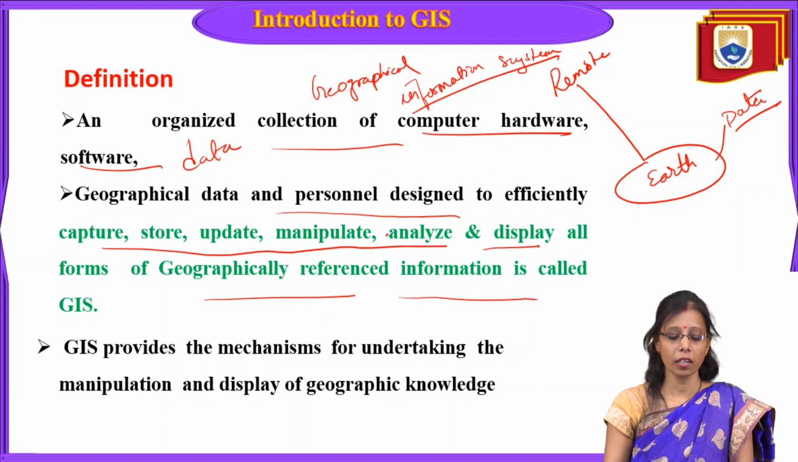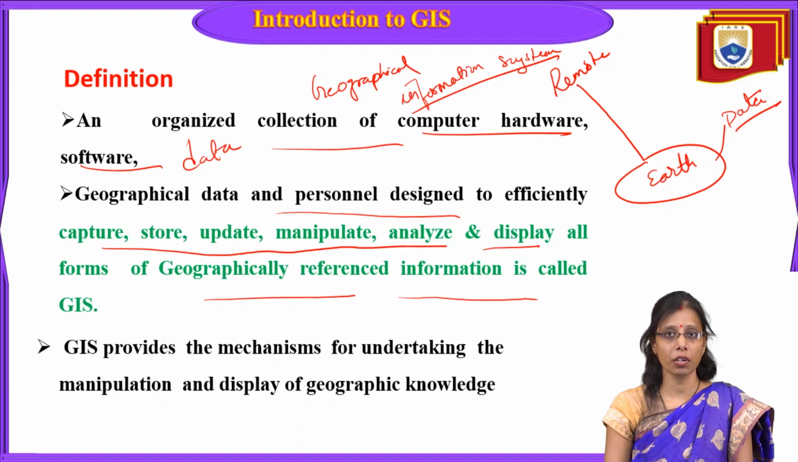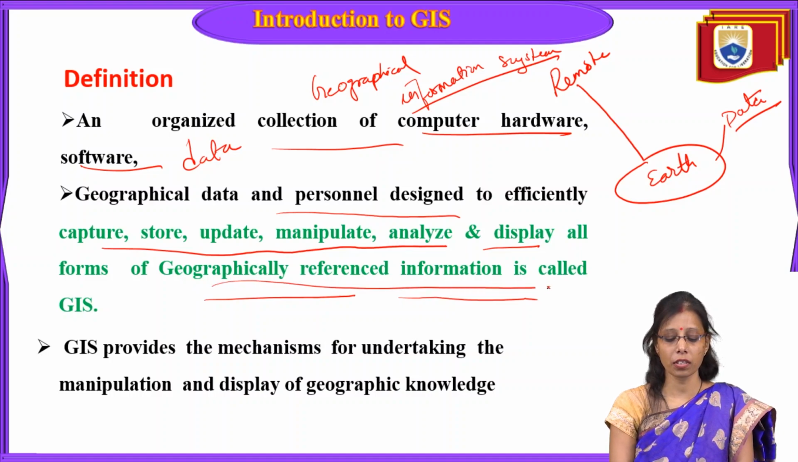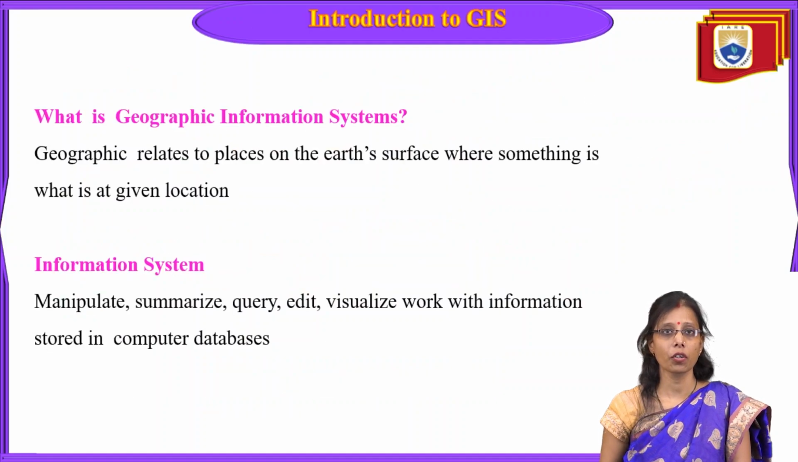It helps us to efficiently capture data, store it, and update many kinds of information, and we can manipulate the data. This is the platform where we can first capture the data, store as much data as we want, update it at any time, manipulate it as per our requirement, analyze it, and finally display all forms of geographically referenced information. So GIS provides the mechanisms for undertaking the manipulation and display of geographic knowledge.